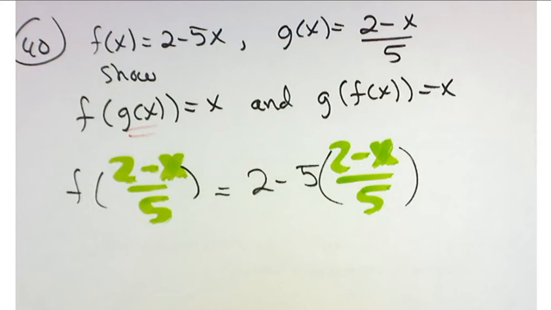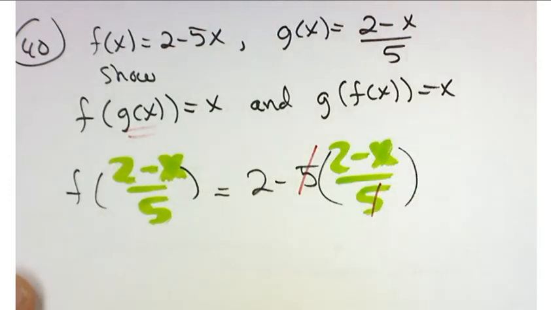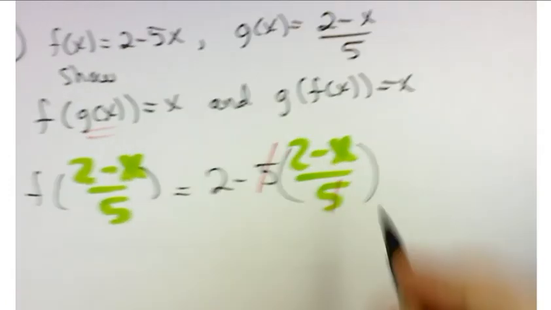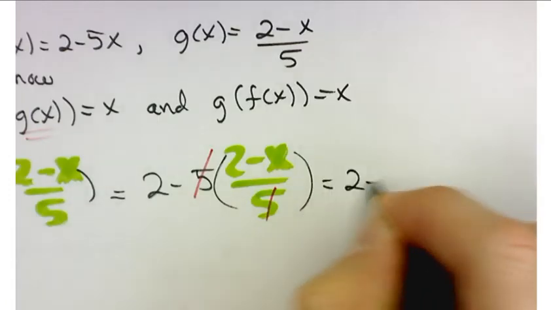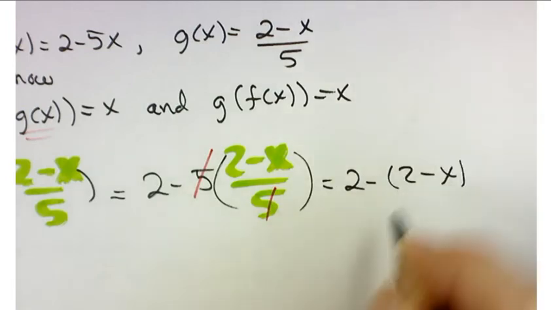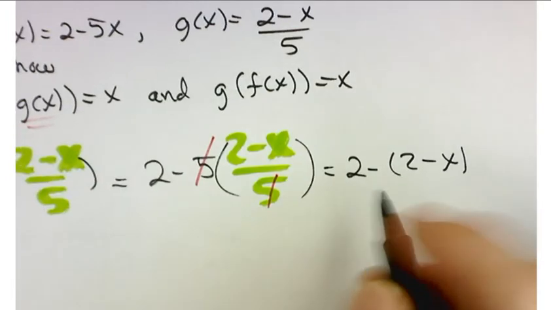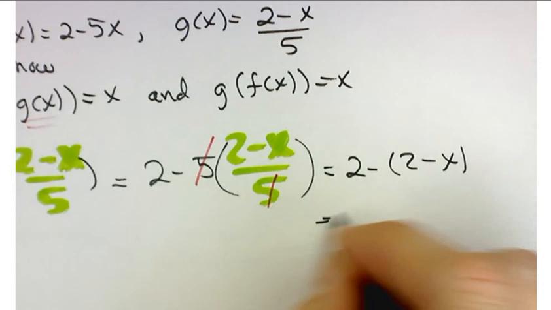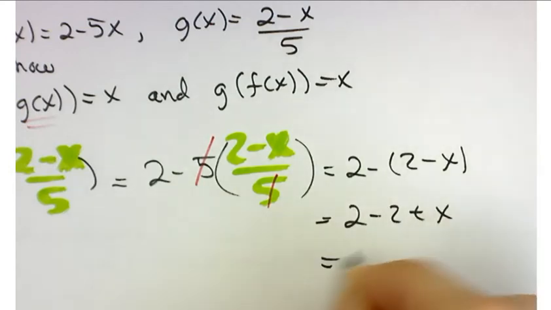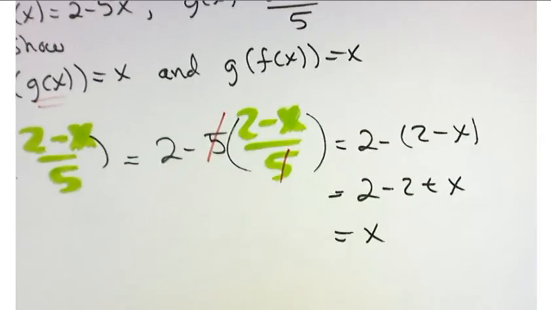Is there any cancellation or simplification I can do here? 5's cancel. Good. So that leaves me with 2 minus x. And if you distribute that carefully, 2 minus 2 plus x simplifies down to x.